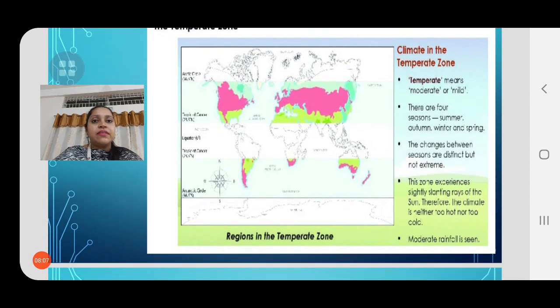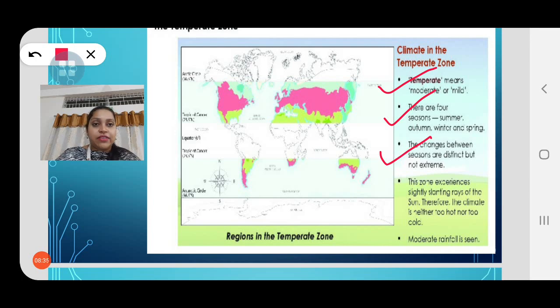Temperate means moderate or mild, not very extreme. But torrid means very hot, and temperate means moderate or mild. There are 4 seasons: summer, autumn, winter and spring. Those countries which are under this zone have 4 seasons. Then the changes between seasons are distinct but not extreme. Summer will be mild, autumn will be mild, winter will be mild, spring will be mild. Not extreme, but there will be a difference in the seasons.